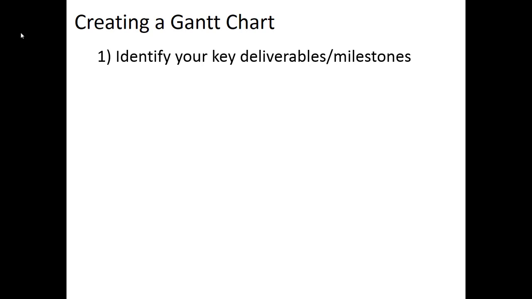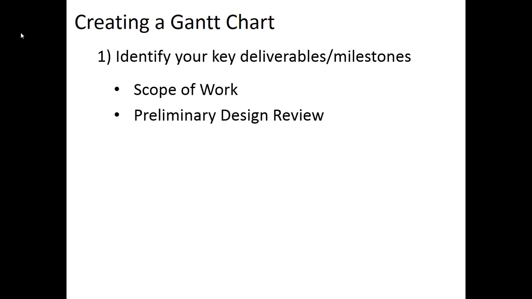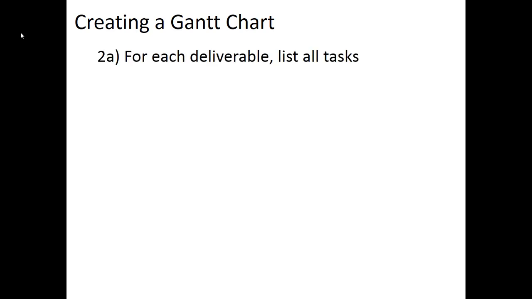Your first step is to identify the milestone events and the deliverables associated with them. For example, in your senior project, you have a scope of work document coming up. In addition, later on, you will have a preliminary design review, a critical design review, and there are other activities as well. So after you've identified your milestones and the associated deliverables, you want to focus in on one of them and then list all the tasks required to get you through that milestone successfully.